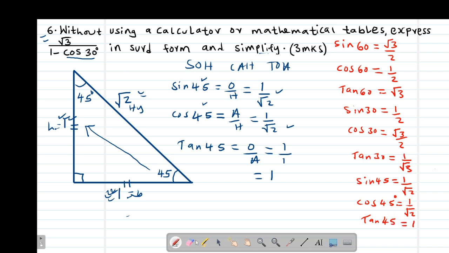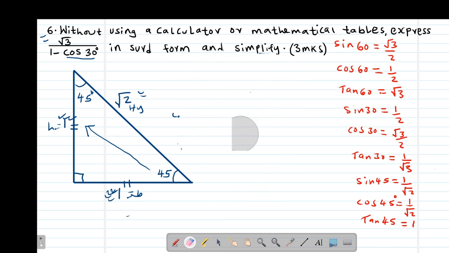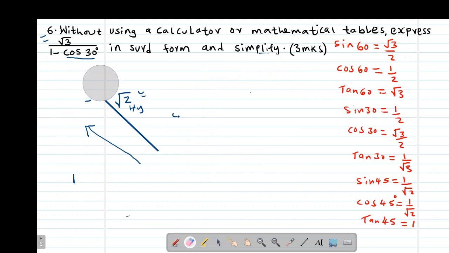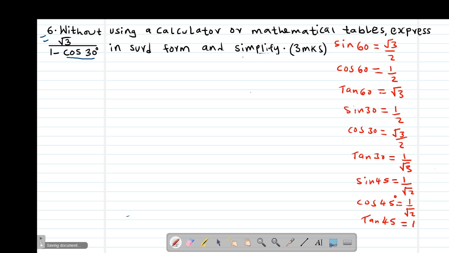So these are the trigonometric ratios that we need whenever you want to express maybe the cosine of a certain angle or the sine or the tan into a surd form, so that you can rationalize them. Therefore, using the values that we have just obtained, we were told to express the root of 3, then divided by 1 minus the cosine of 30 degrees in surd form.